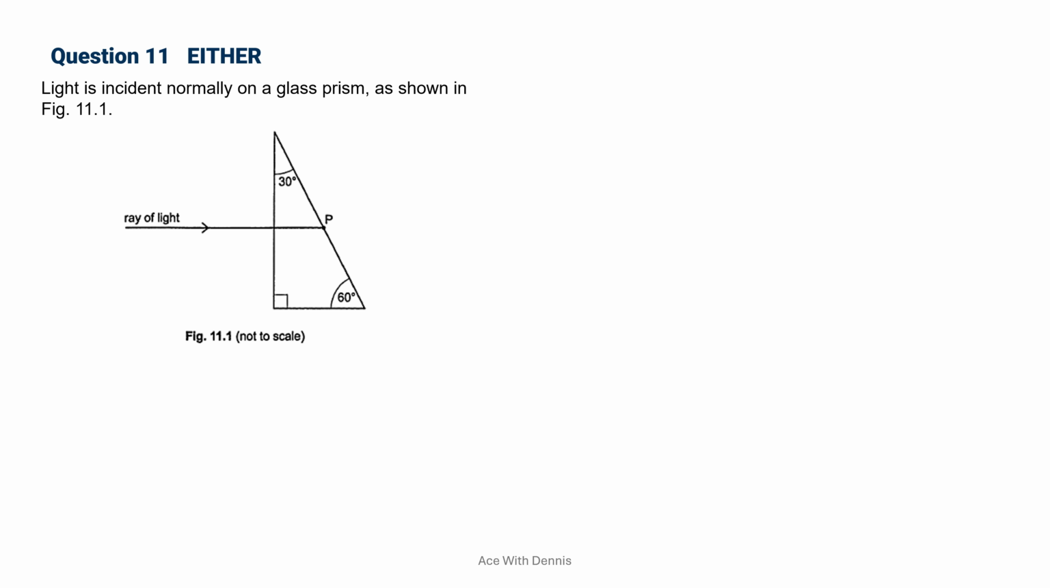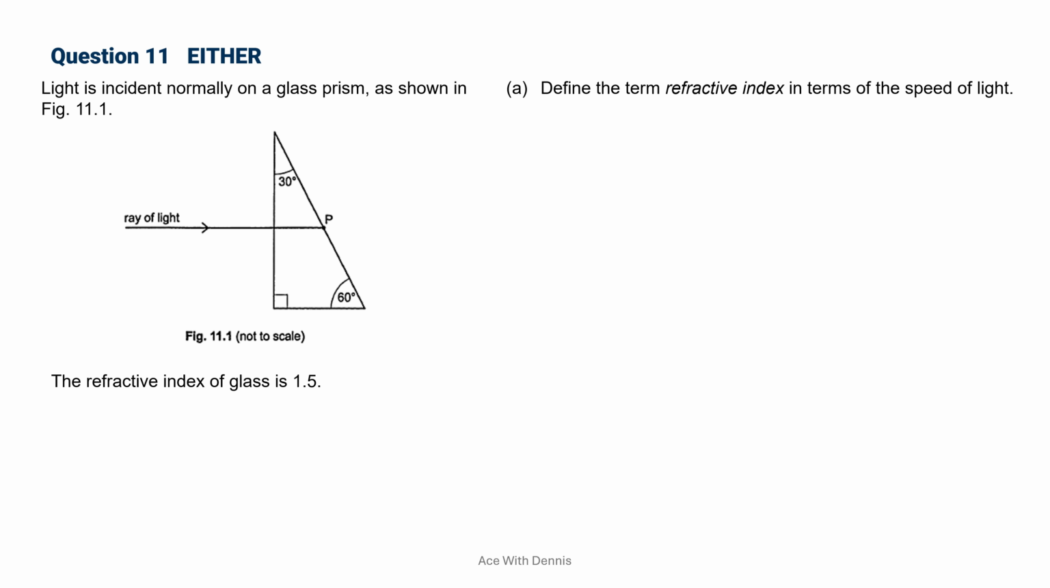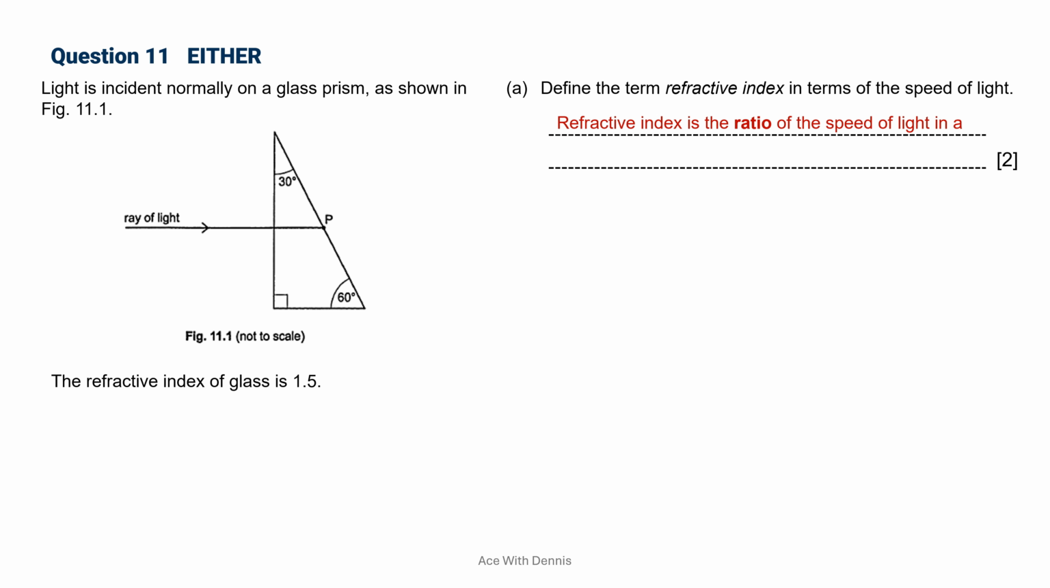Question 11. Light is incident normally on a glass prism as shown in figure 11.1. The refractive index of glass is 1.5. A. Define the term refractive index in terms of the speed of light. 2 marks. Okay, so just write down the definition of refractive index in terms of the speed of light, which is: refractive index is the ratio of the speed of light in a vacuum to its speed in the medium.